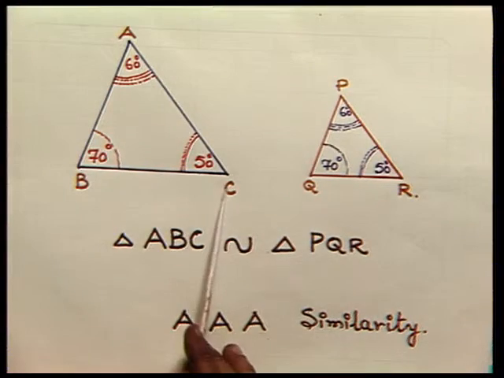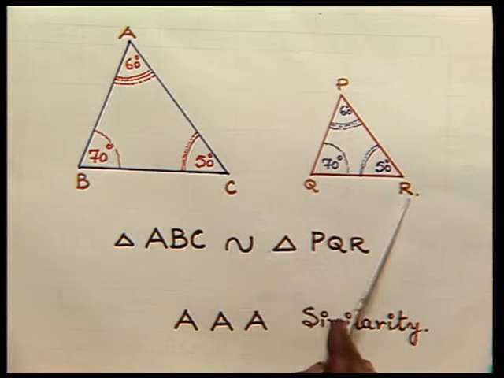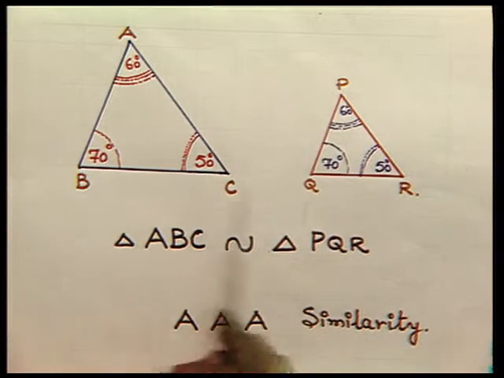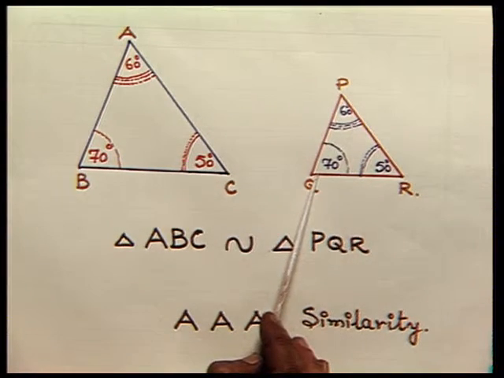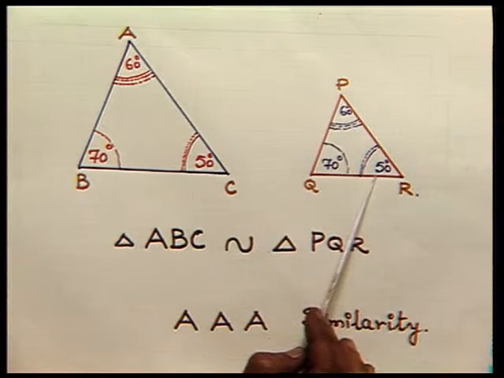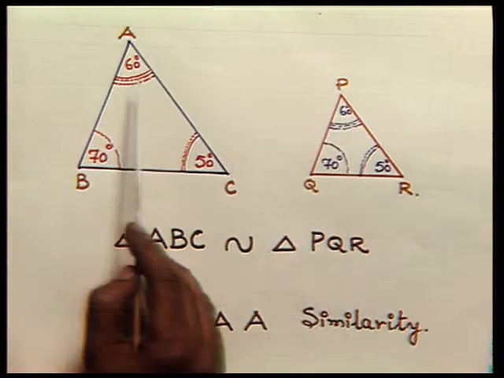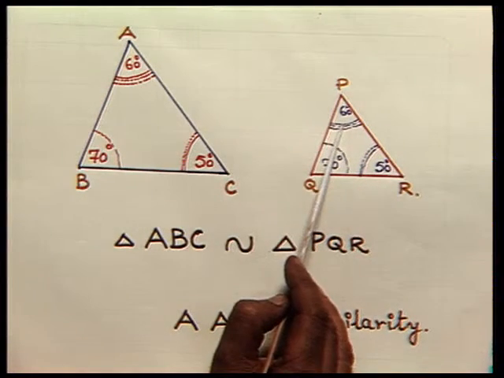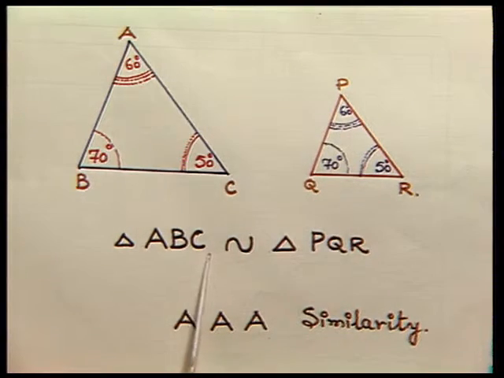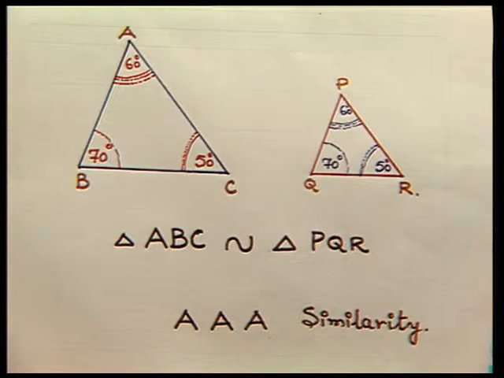Now, before we discuss the application of similar triangles, let us have a quick recap of what the similarity theorems were. If we have two triangles ABC and PQR, angle B is equal to angle Q, each being 70, angle C is equal to angle R, each being 50, and the third angle, angle A, obviously becomes equal to angle P. So, triangle ABC is similar to triangle PQR, and this similarity is known as AAA similarity.